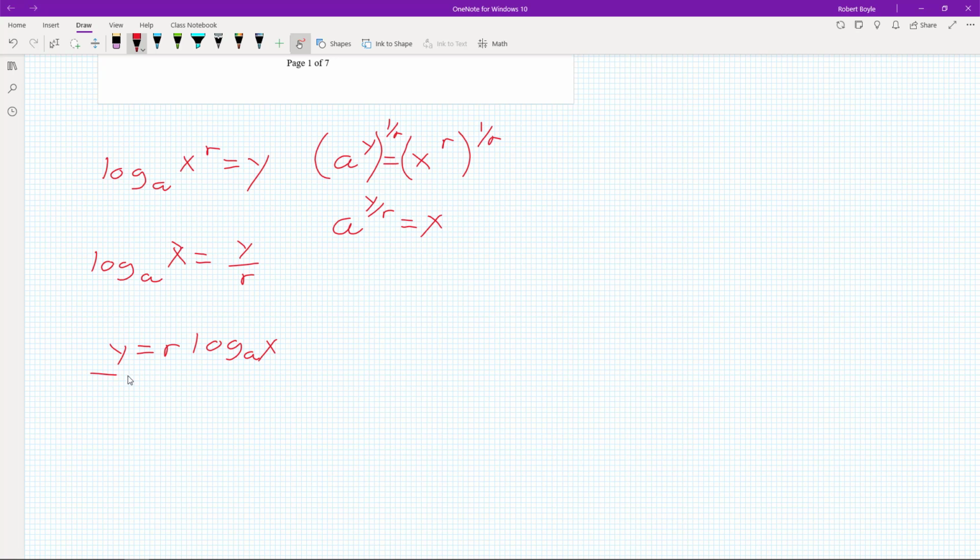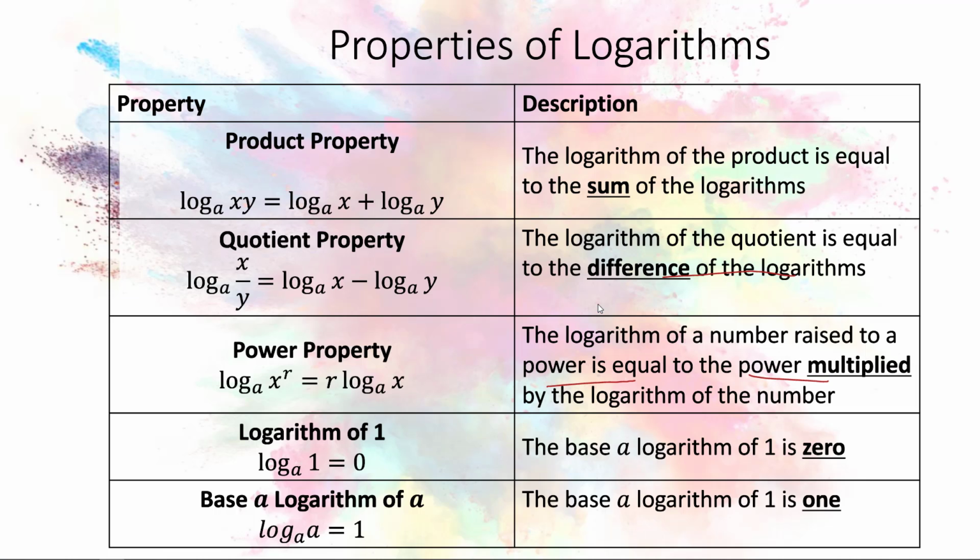Okay, so we have an expression for y here, an expression for y here. That implies that these two terms are equal, and that gives us our desired result, which is that the log base a of x raised to the rth power is nothing more than r times the log base a of x. So that's how that can be proved. And then the other two examples are the logarithm of 1 will always be 0, and the logarithm base a of a will always be equal to 1.